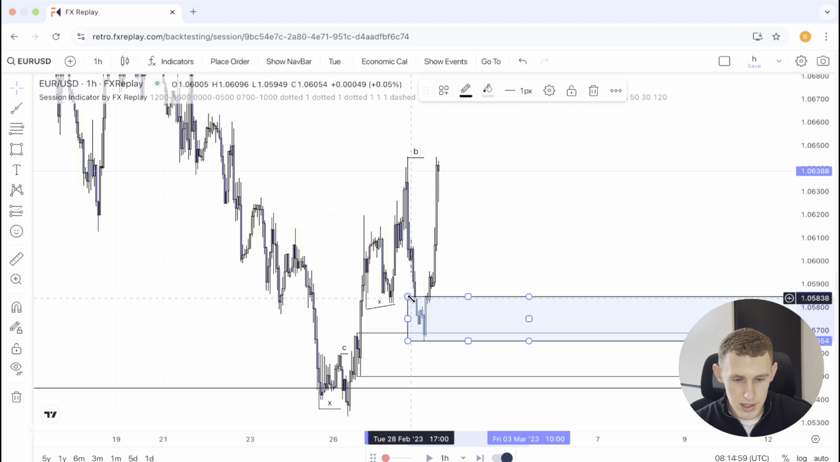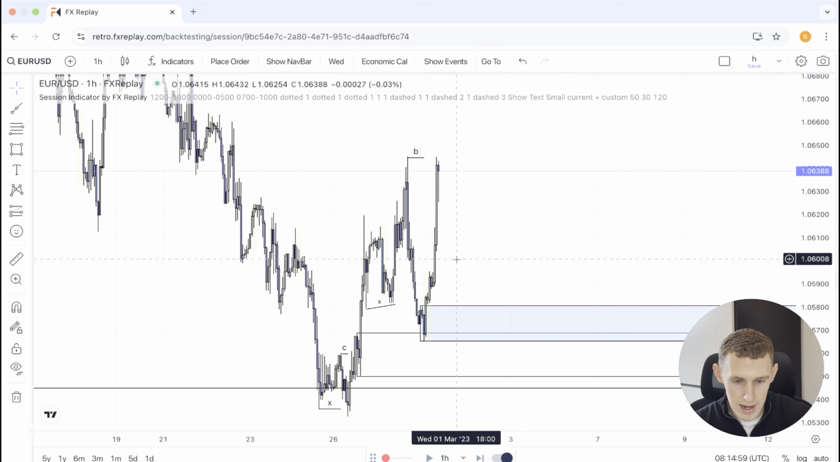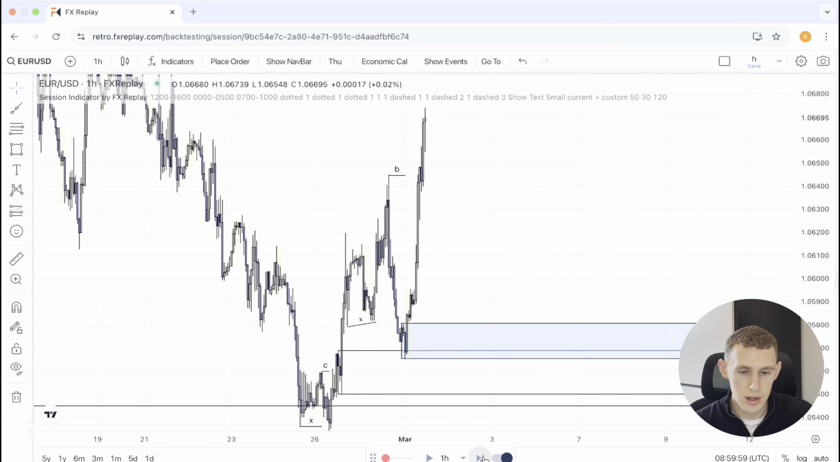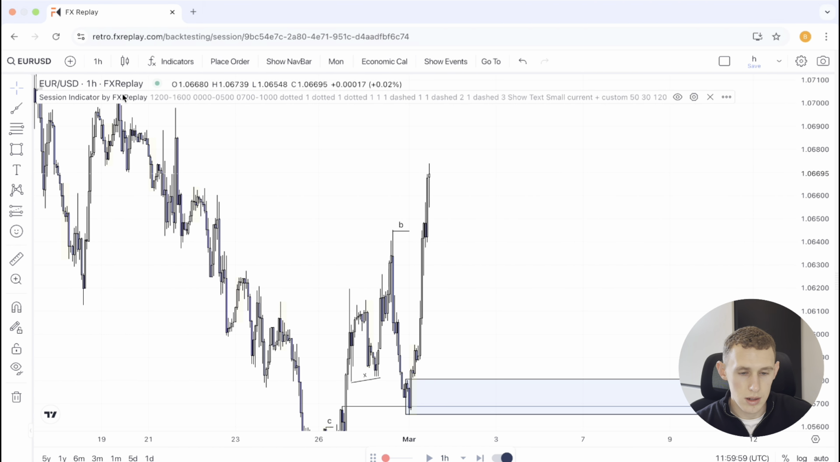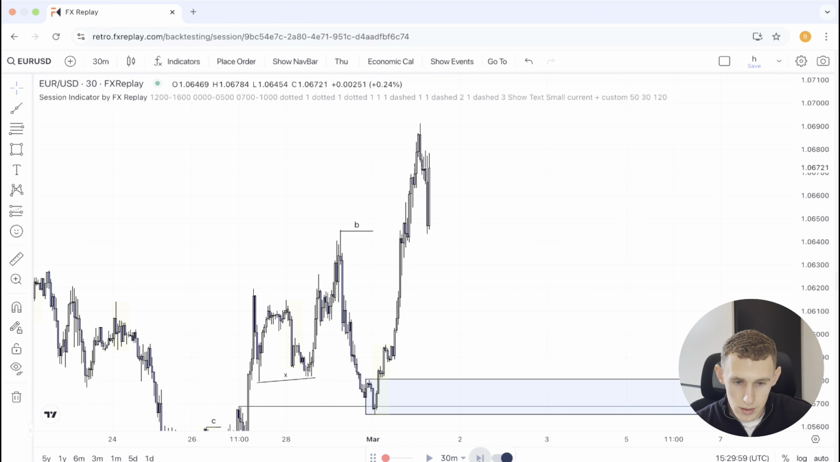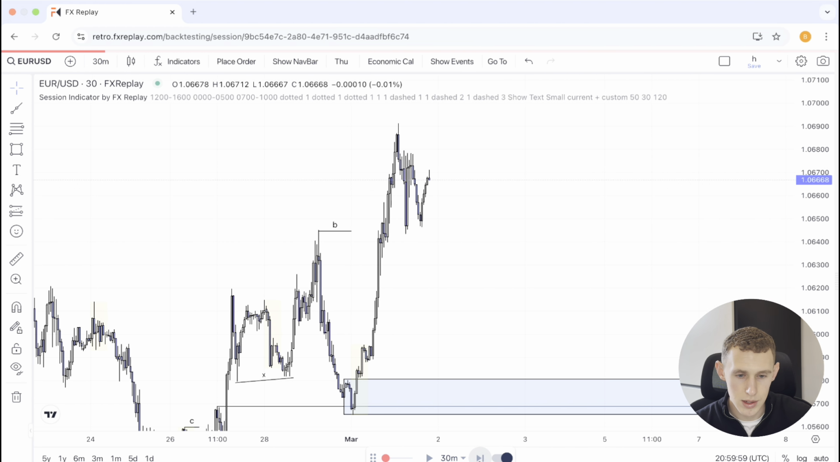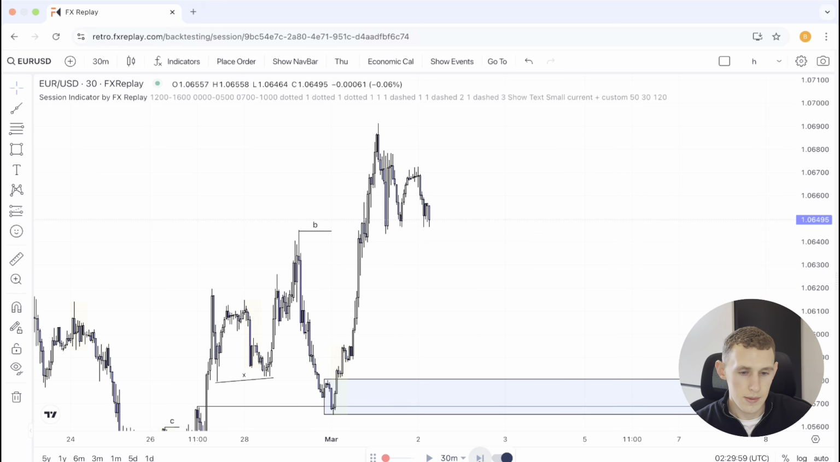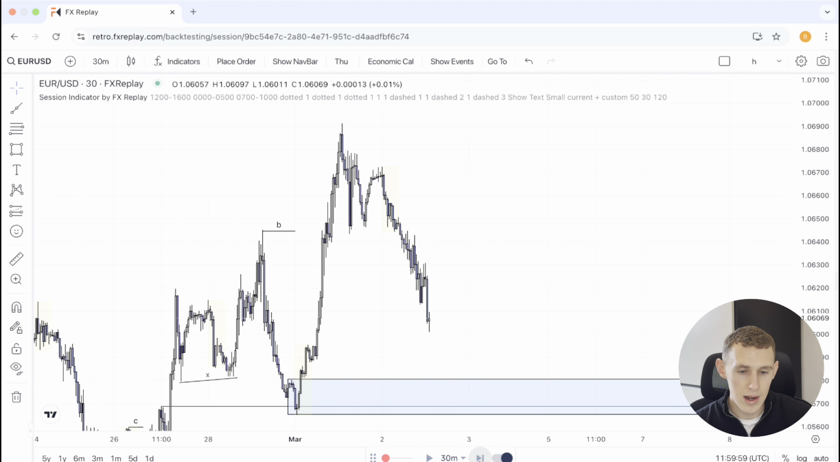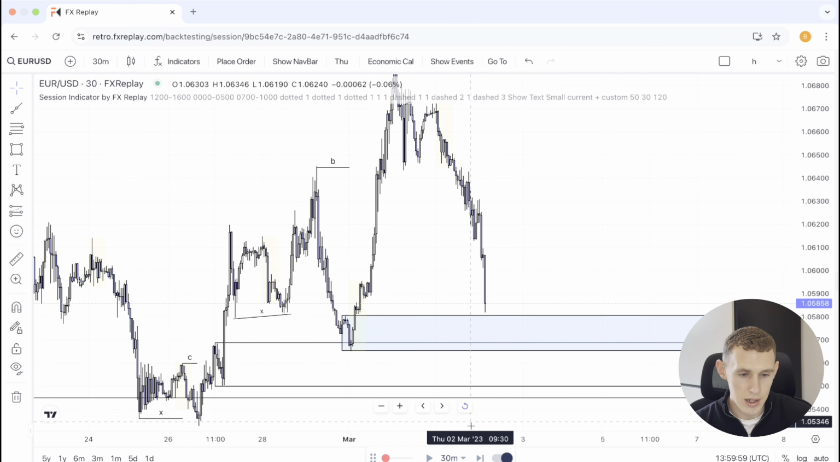Yeah, you can also see we've got this area at the bottom, which caused the change of character initially and swept some lows to the left. At the moment, doesn't really look like it's going to pull back. Let's just see how it develops. If it doesn't pull back to that area, we can obviously get in on maybe a new area, but at the moment it does look like it's pulling back.